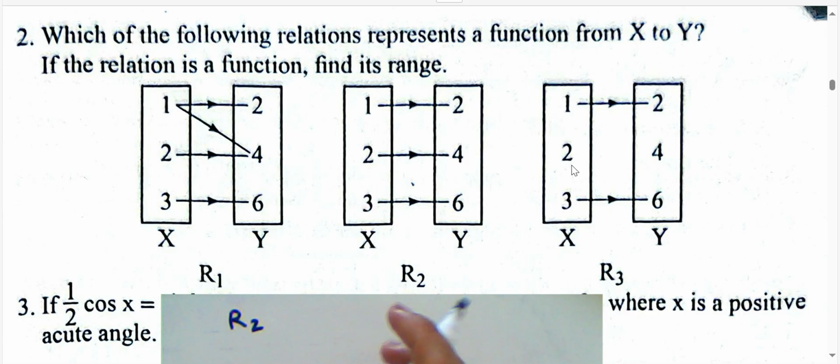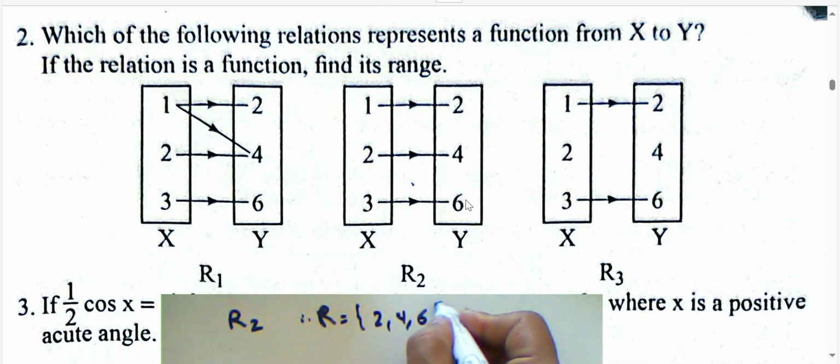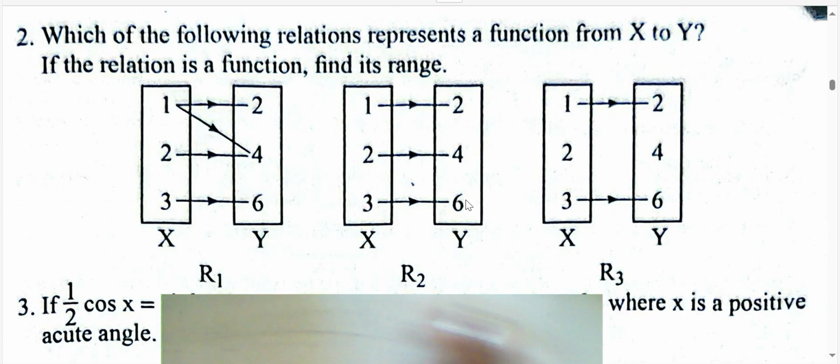And if the relation is a function, find the range. Okay, we can find the range. Range will be the image. The image here is 2, 4, and 6. Okay, it's the image. Here we call this the range.